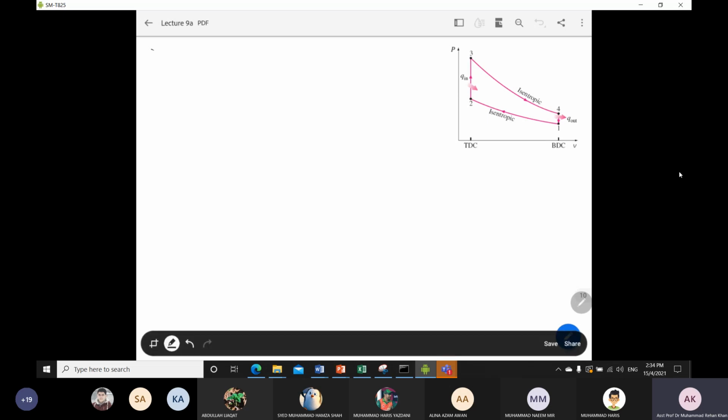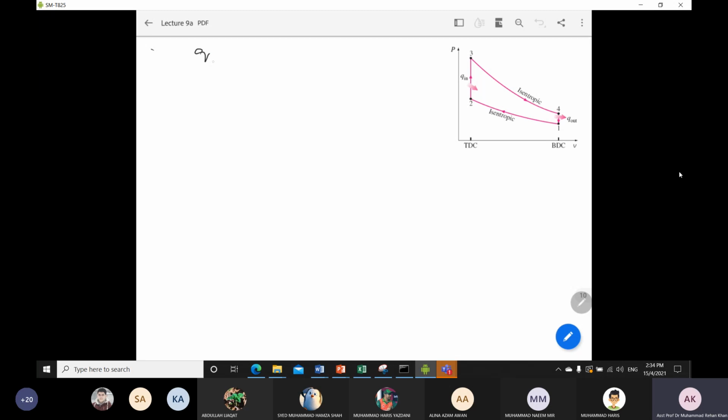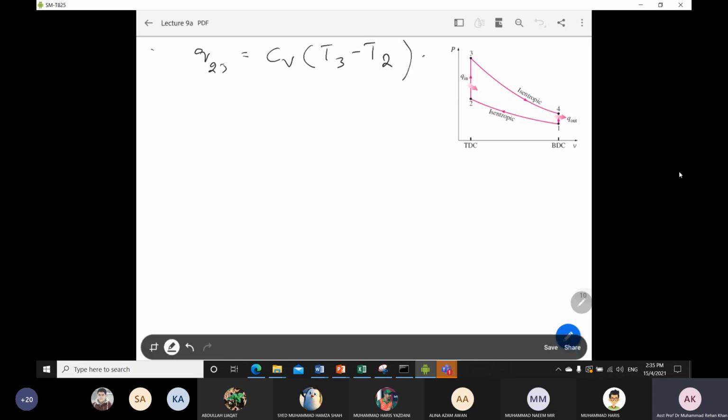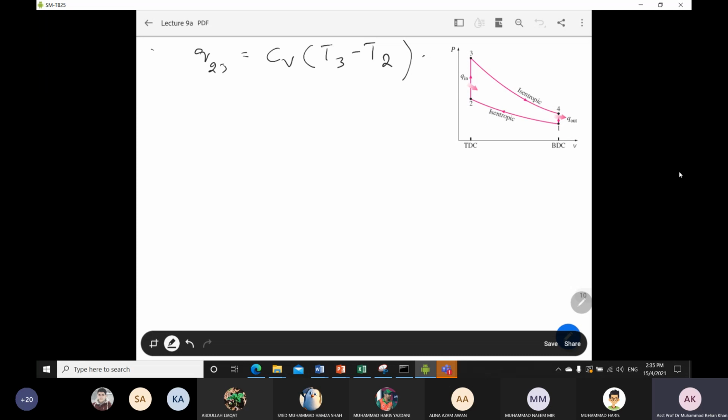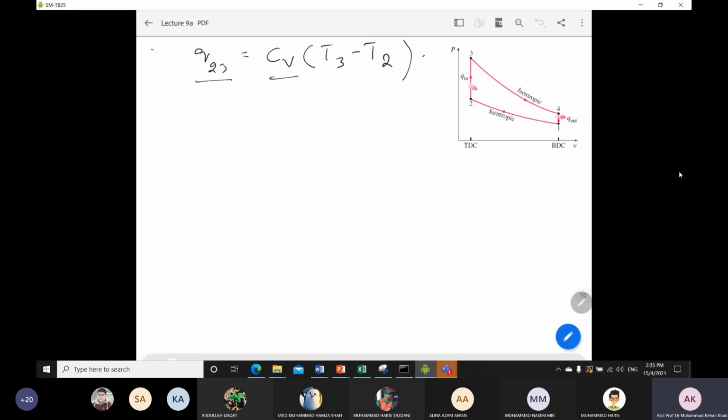So our main target is to find T3. In order to find T3, you already know that for your constant volume heat addition process, in the first slide we discussed that Q2-3 is equal to Cv times (T3 minus T2). This is valid for your T2 point. So from here you can easily find your temperature at 3, because this Q2-3 is known to you from the question.